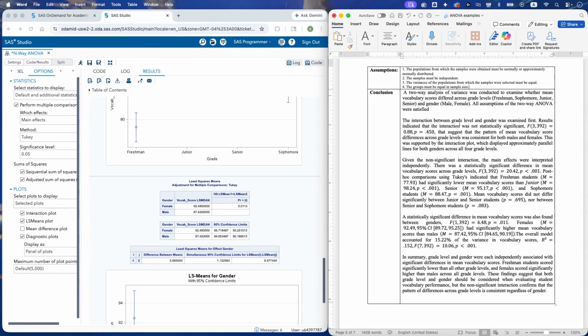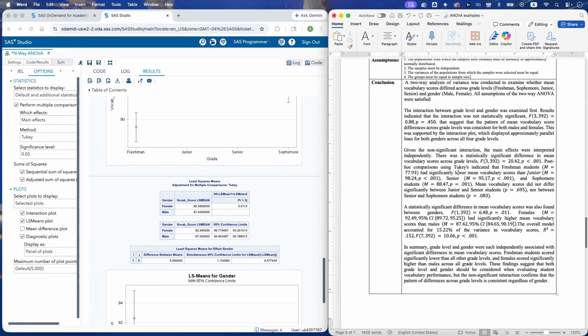We reported the F value and the P value. What does this suggest? The vocab score differences across grade levels were consistent for both males and females. We didn't have an interaction. And this was supported by the plot. The plot is important. As I said, the plot shows approximately parallel behavior for both genders. And because we have a non-significant interaction, we can still look at the main effects.